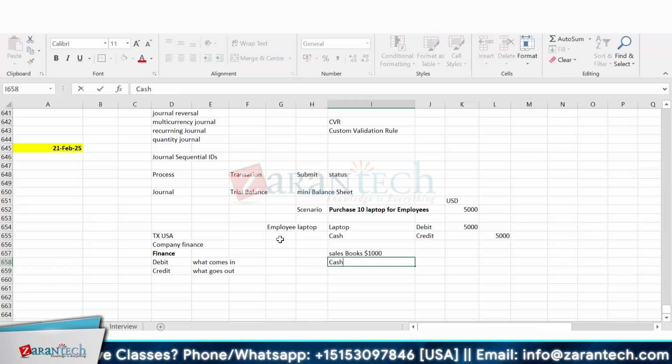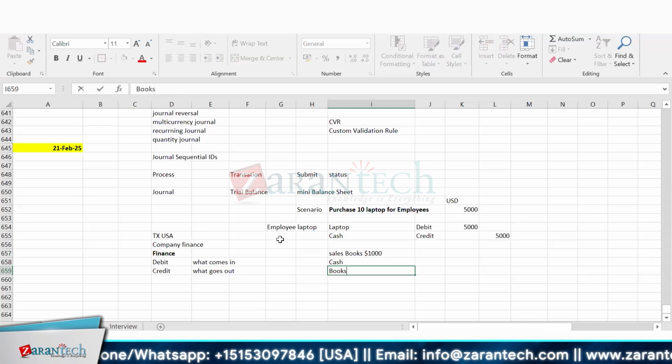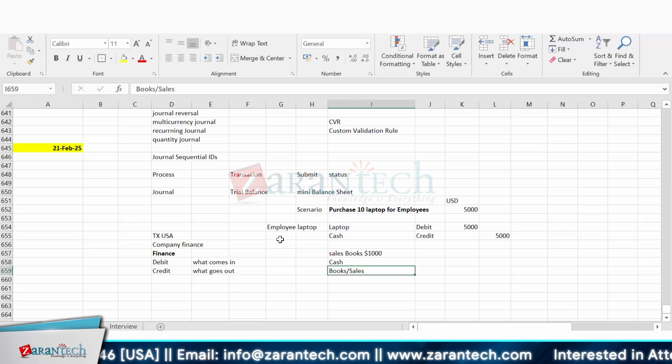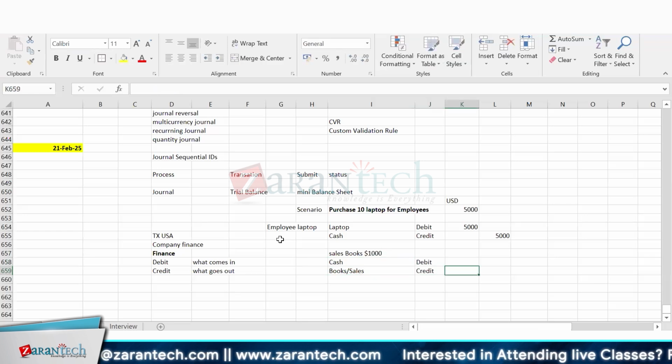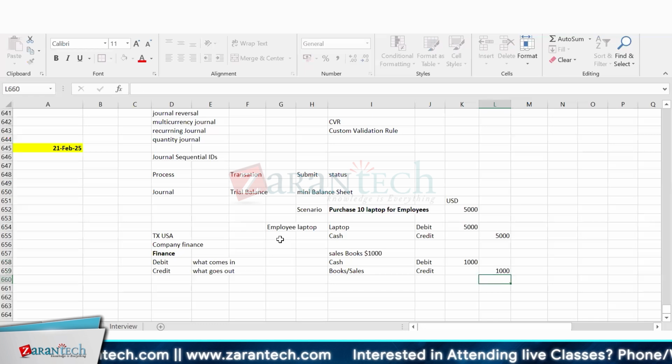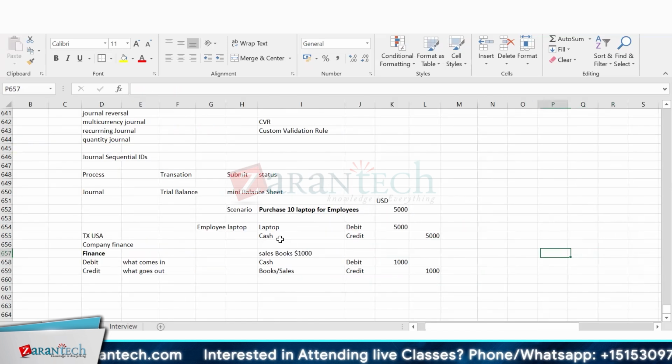Cash debit and books are credit. Books is not the asset, not depreciable for the finance term. So we can see that sales is credit. Whatever it sells, that would be credit. So that is my debit and that is my credit. Simple.